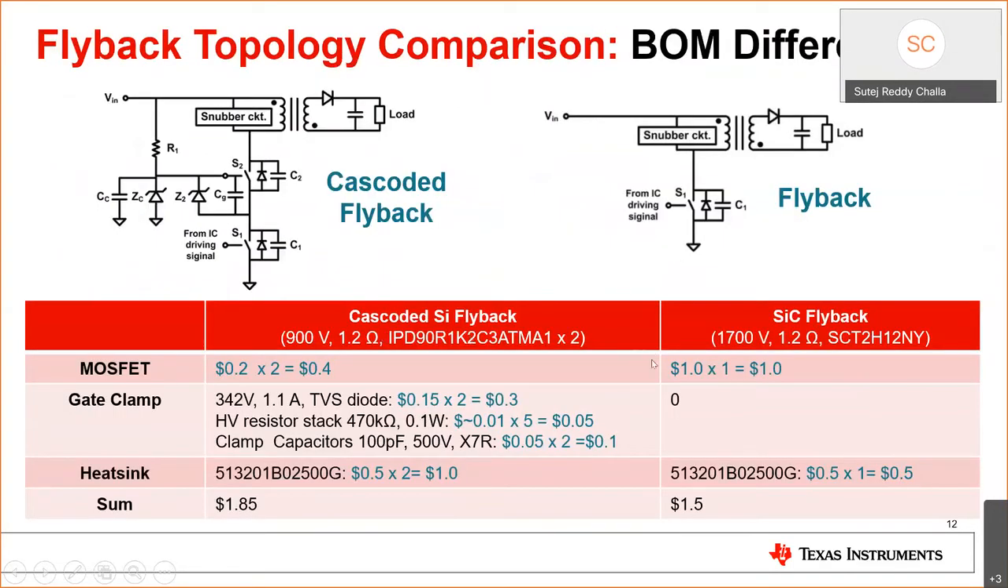So here is the cost comparison for both cascaded flyback and flyback. Since there is no need for an additional switch, there is no need for all the clamping circuitry related to that additional switch, and also no need for an additional heatsink. The total switch solution cost with this silicon carbide flyback is lower than the two switch cascaded silicon flyback.